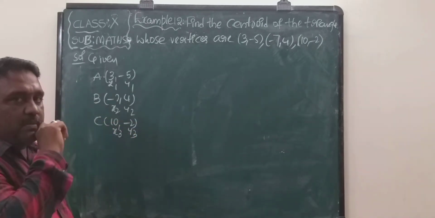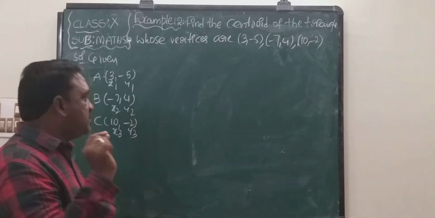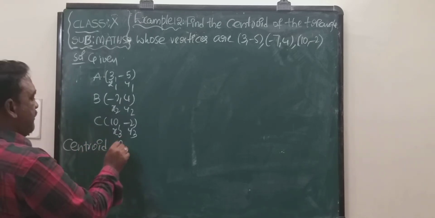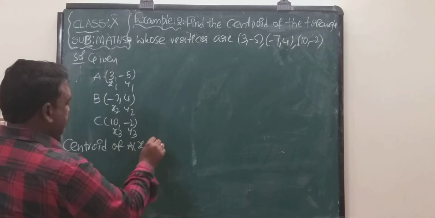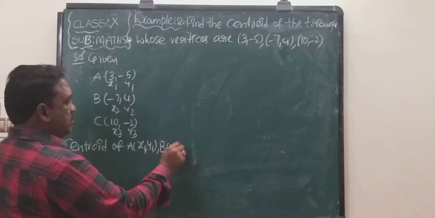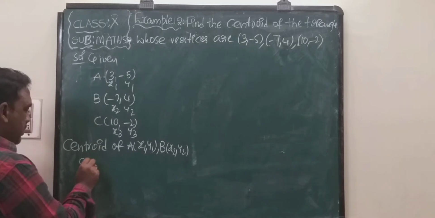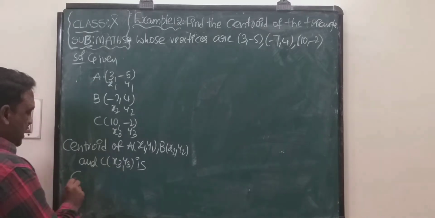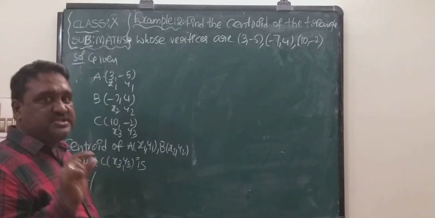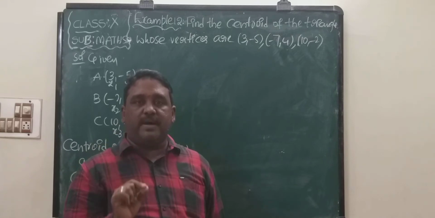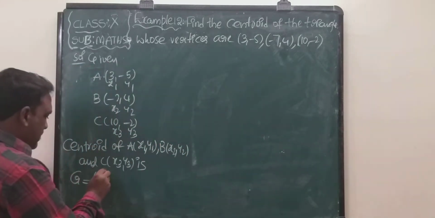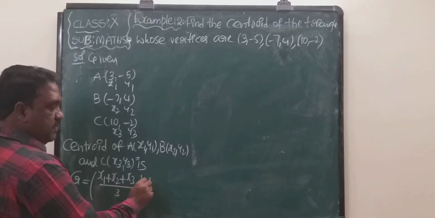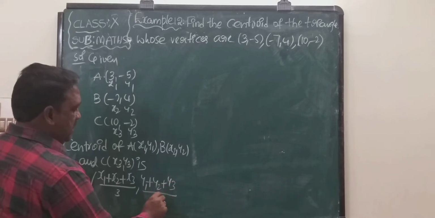Then the information about centroid: you know the formula belonging to centroid. The centroid of A(x1, y1), B(x2, y2) and C(x3, y3) is G equal to, so what is G? Centroid is represented by the letter G. G = ((x1 + x2 + x3)/3, (y1 + y2 + y3)/3).